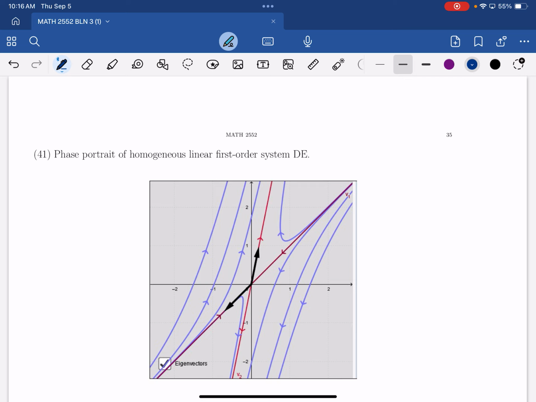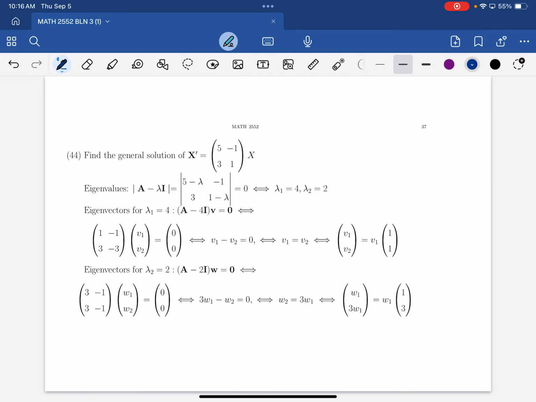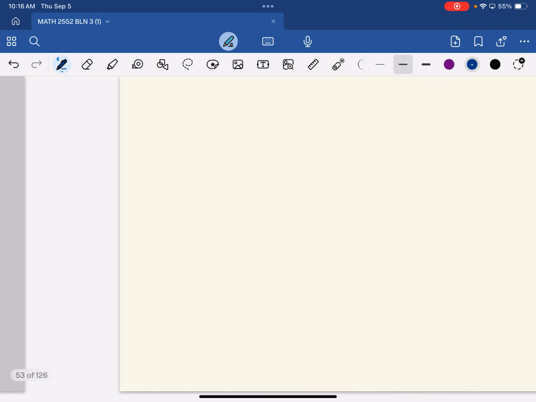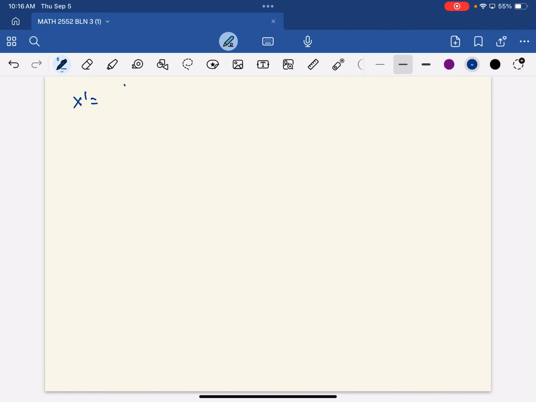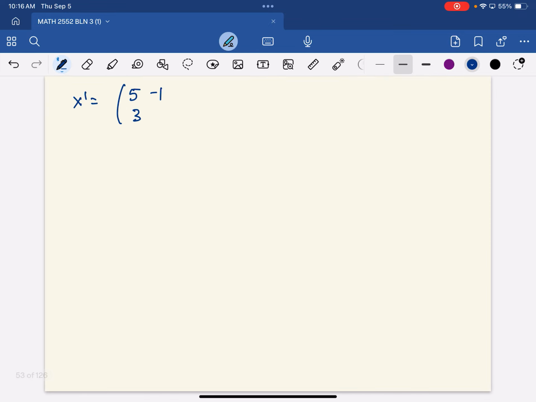Now you have seen 2 problems, so pretty much from now on you are going to work out several different ways and go about it. The next problem is x prime equals [5 -1; 3 1] times x. So your matrix A is [5 -1; 3 1]. Step 0 is to find the critical point.